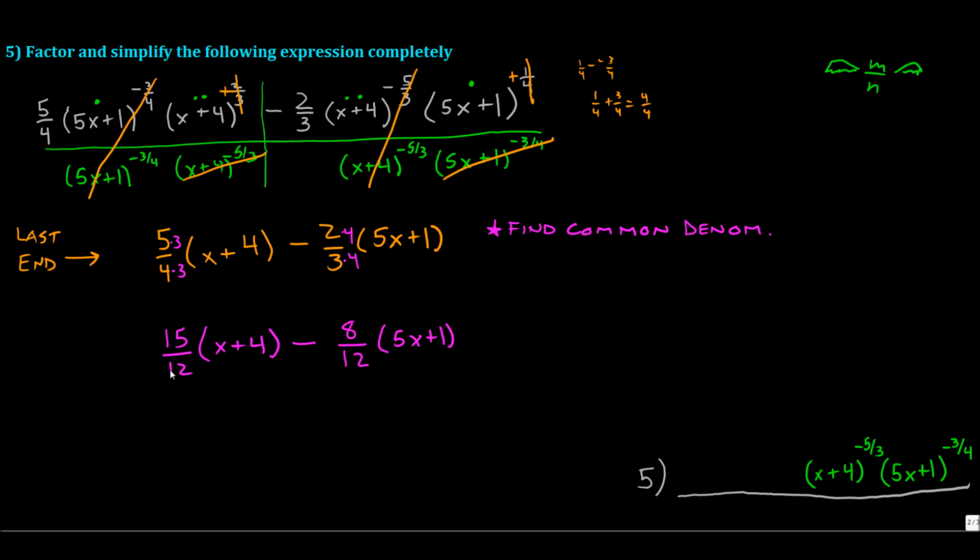What I can do now is I can basically factor out a GCF of 1 over 12. How do I do that? Well, basically I've got 15 times this over 12 minus 8 times this over 12. I'm going to factor out a GCF of 1 over 12, and just throw that right down there. That way it's out of my way and I've got it. What does that leave me with?